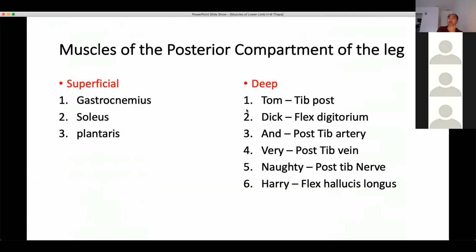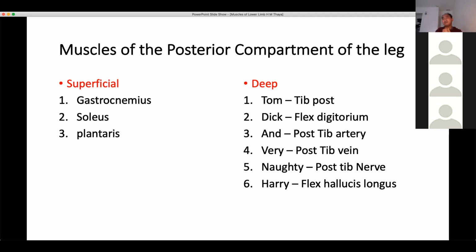So posterior compartment muscle has superficial groove and deep groove. Superficial groove, you have seen gastrocnemius, soleus, and plantaris. So plantaris is a small muscle, therefore it is very difficult to see. Just hold on a second and just try to remember plantaris. Have you seen plantaris? No, you haven't seen.